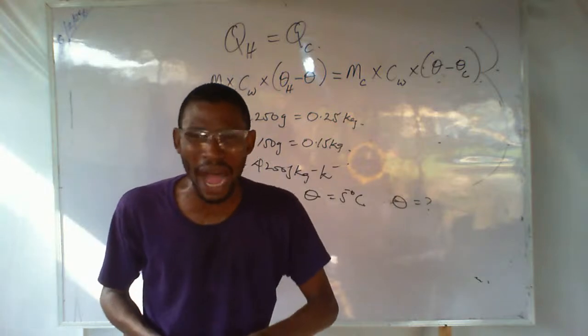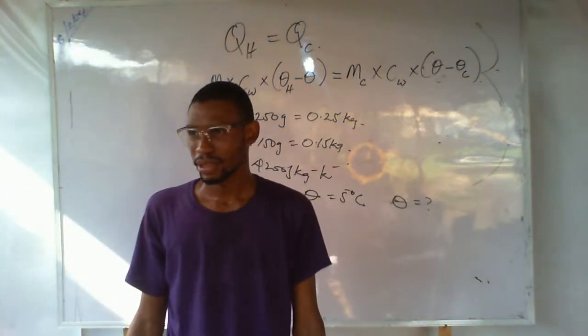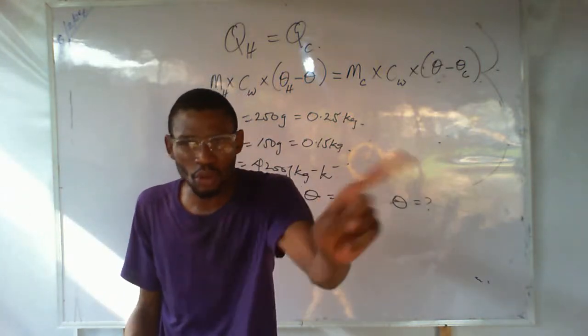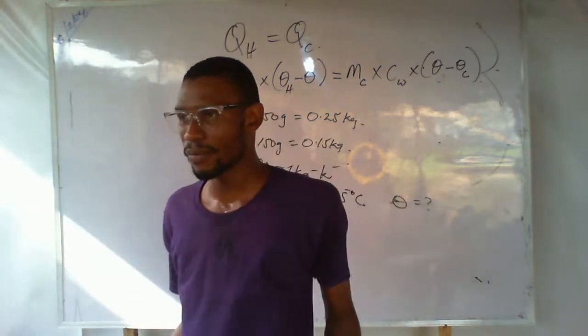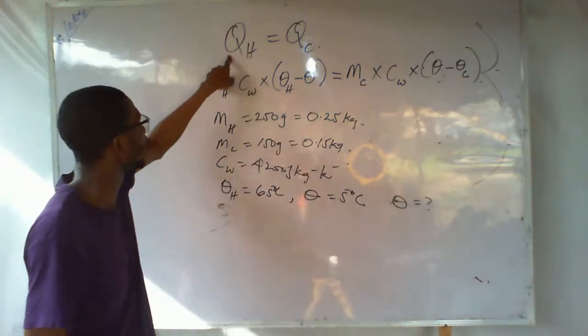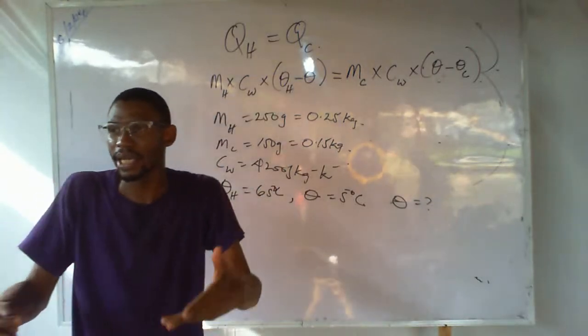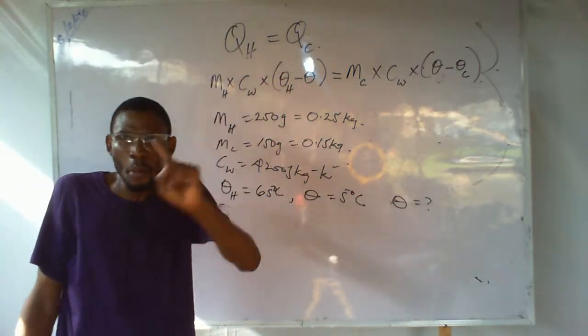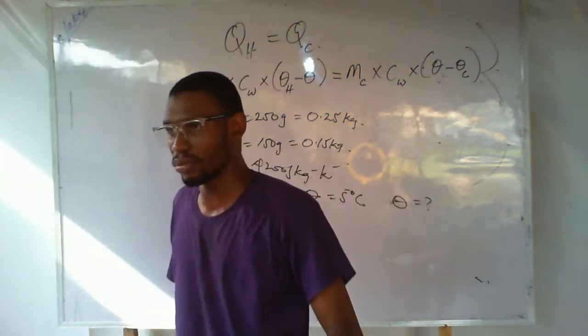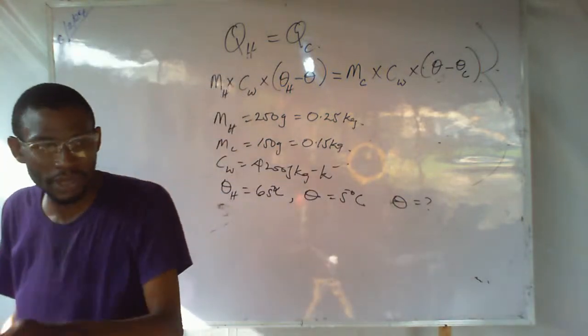This thing is not hard. There's nothing difficult about it at all. This is just a simple experiment, a simple practical. This side is equal to this side; see, energy is being conserved here. Monitor all these things whenever you are solving. Do you understand what I'm saying?